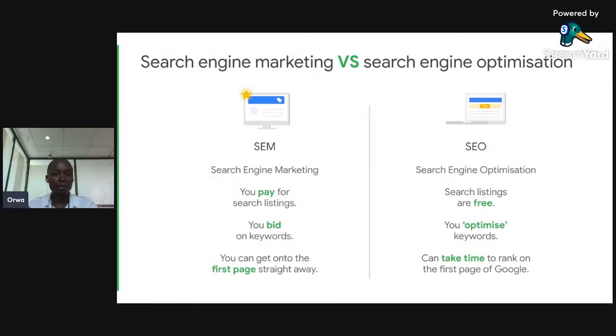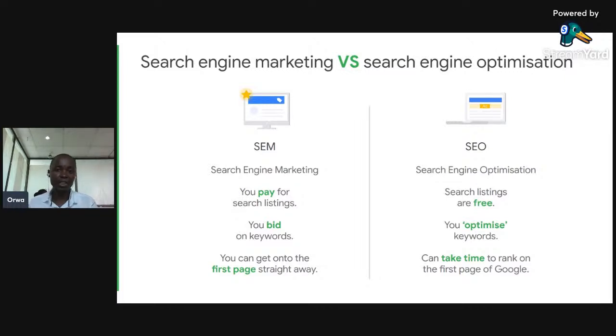So we have some differences between search engine marketing and search engine optimization. When we mention search engine marketing, we are referring to you paying for your ads to appear. You bid for keywords. You can get to the first page straight away, like in the previous slides, where I was showing you a search engine result page divided into three segments, where the first part was the search query and the second part was for paid text and ads. So if you are doing search engine marketing, you can create your website today and appear on the top.